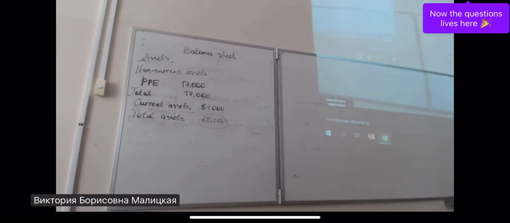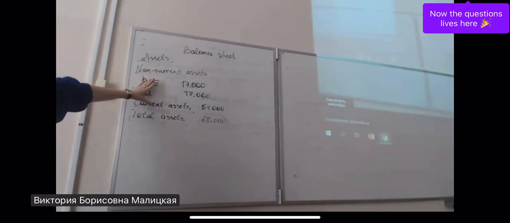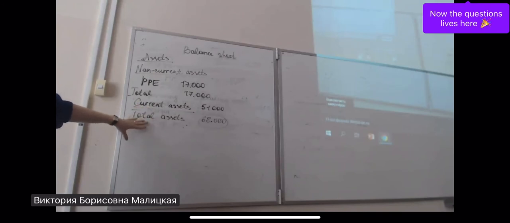We should have a balance sheet in order of liquidity. Order of liquidity: you begin with property, plant, and equipment, the non-current assets, followed by current assets, and finally total assets. But we actually have two lines, property, plant, and equipment and current assets, and that's it. Is that clear? Now let's move on to the second part.